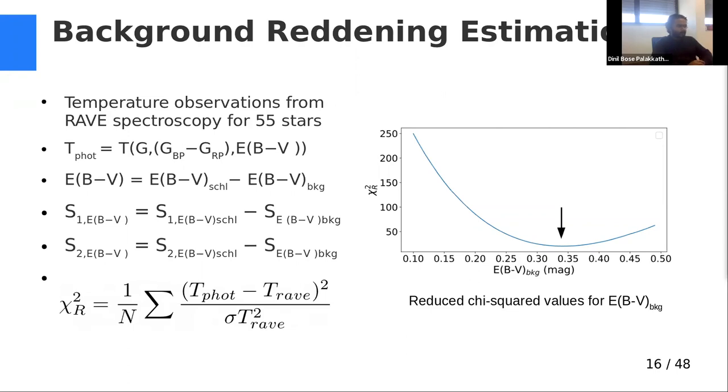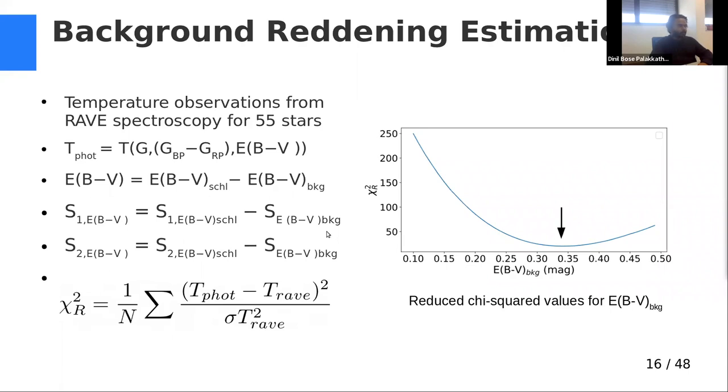So let's take a star S1 as represented here. We first derive the reddening from the Schlegel et al. map. Then we assume a constant background reddening. Then we subtract this reddening in order to find out the actual reddening. Same for star 2: we find a reddening from the Schlegel et al. map, then assume a constant background reddening and subtract it to find out the correct reddening. And now we calculate the photometric temperature using this reddening. Then we compare this photometric temperature with the RAVE temperature.